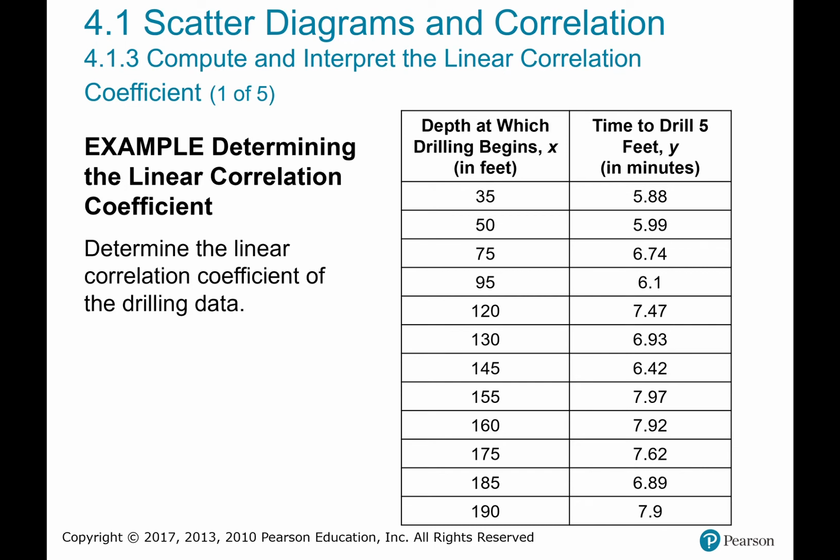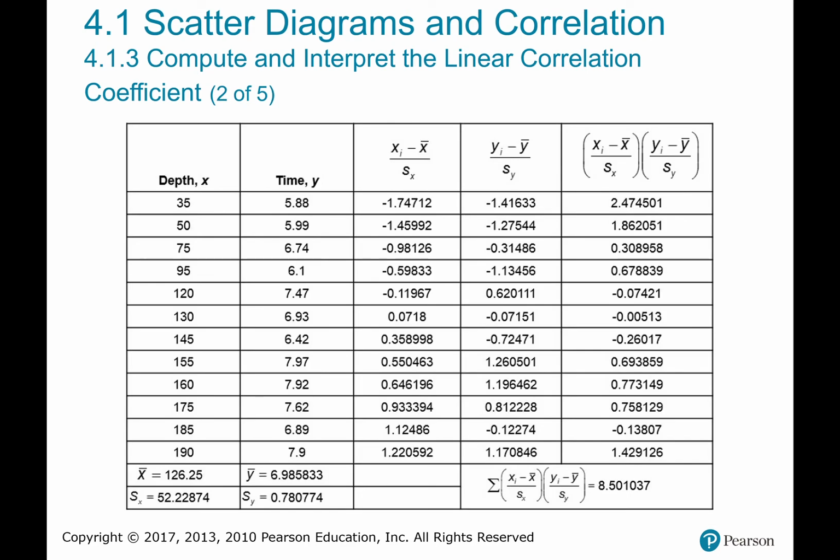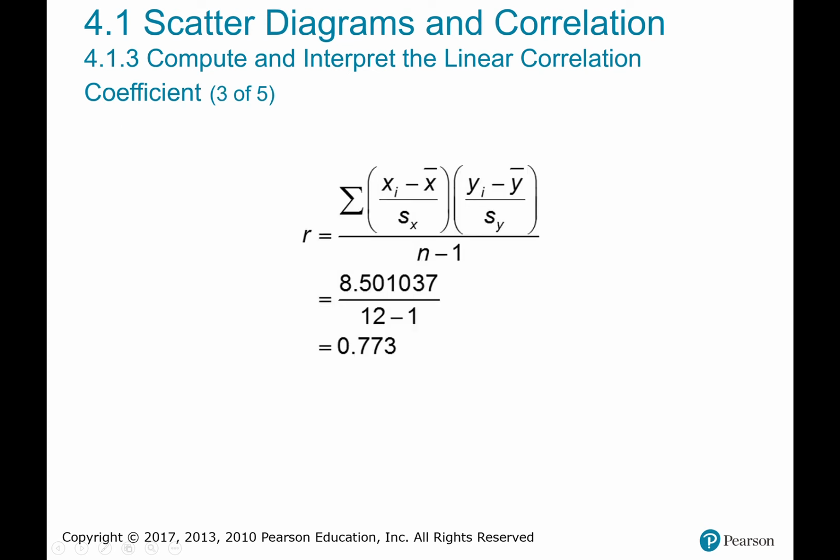Determine the linear correlation coefficient of the drilling data. And so if we went, they calculate all of this, all of that, and obviously this is the sum of all this. And so if they divide it, they get this positive correlation. This is probably a strong one because it's so close to 1.